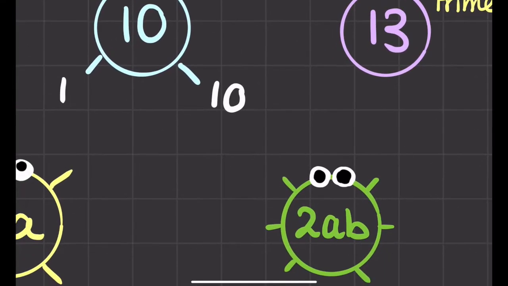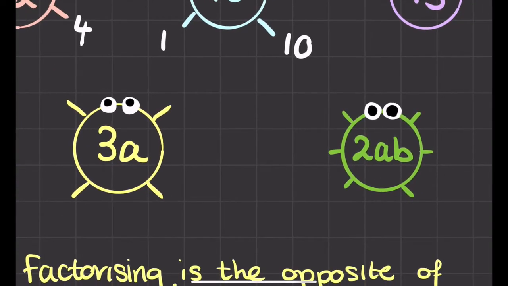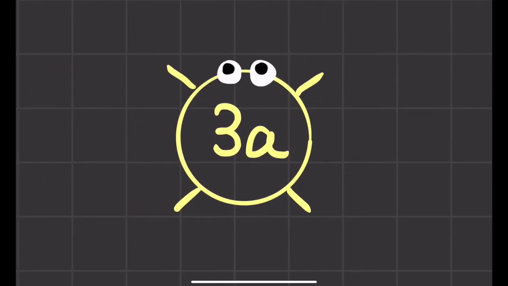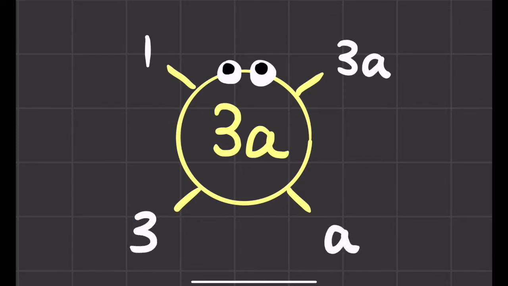Now, there were a couple of other factor bugs that we had here, and these ones were expressions. They had letters in them, didn't they? So for this one, we've got 3a. Let's think about what our factors could be for this. I could say 1 group of 3a, or I could have 3 groups of a. So these are all my different factors for 3a.